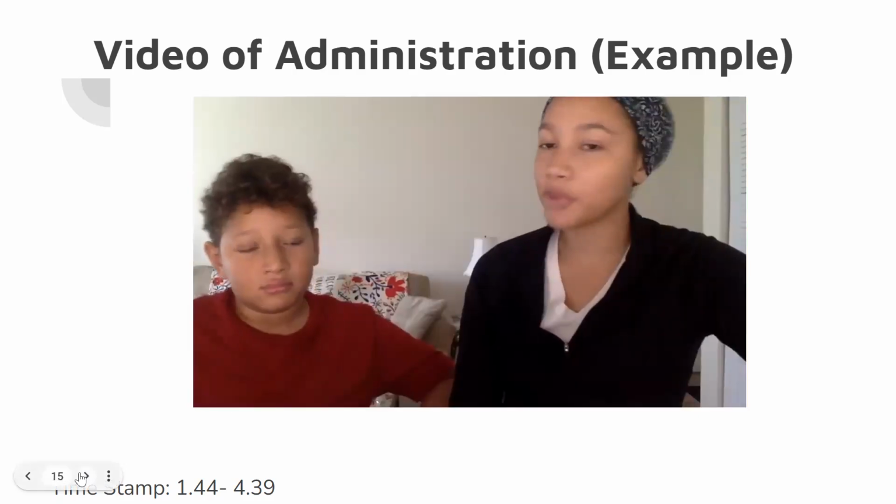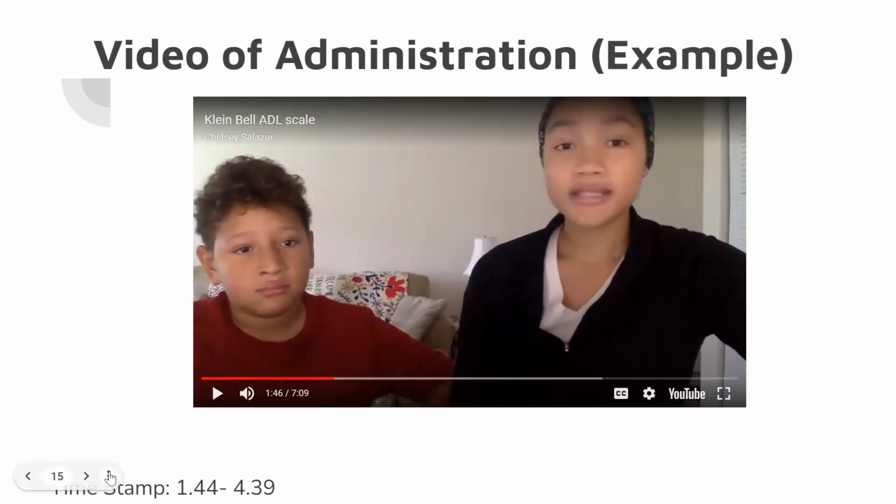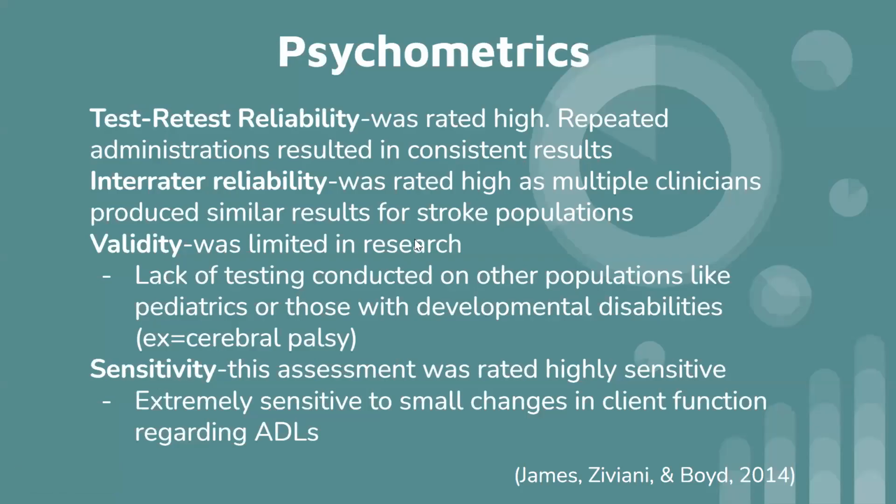The patient is a 40-year-old male. The psychometrics of this assessment are also important. The test-retest reliability was rated high. Repeated administrations of the Klein-Bell ADL scale resulted in consistent results. The inter-rater reliability was also rated high, as multiple clinicians produced similar results when this was looked at with stroke populations. Validity was also limited in research.